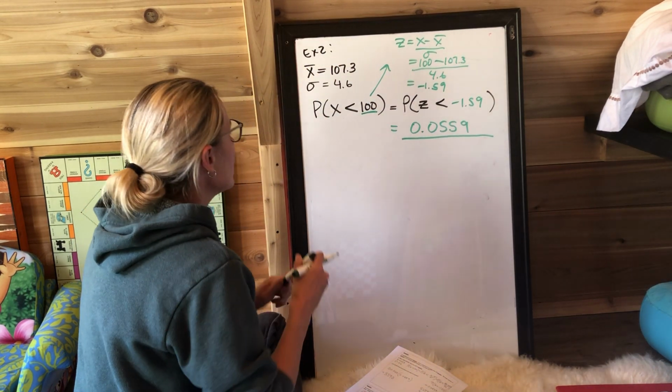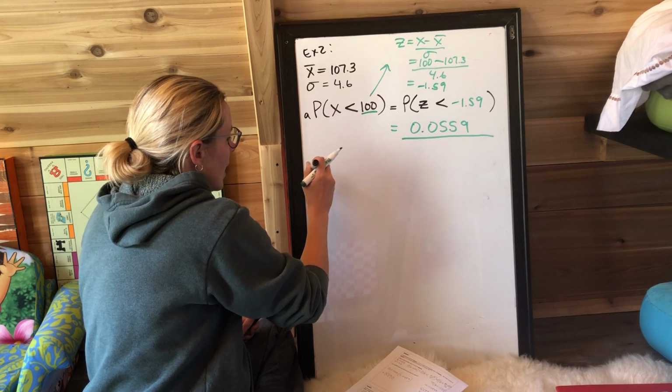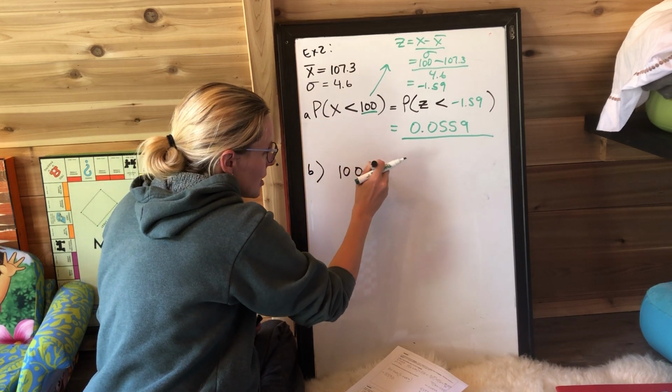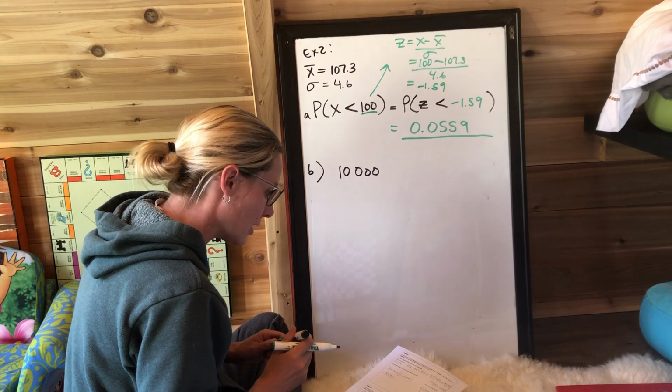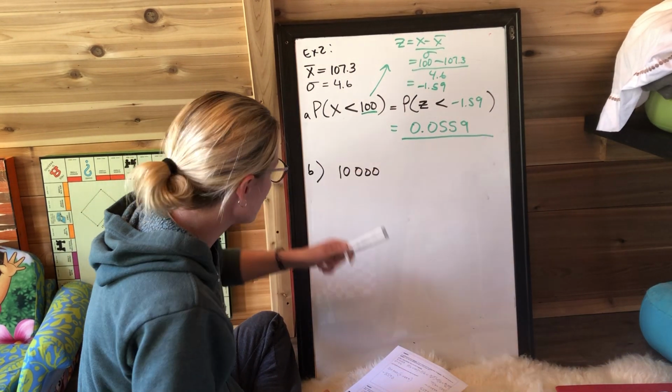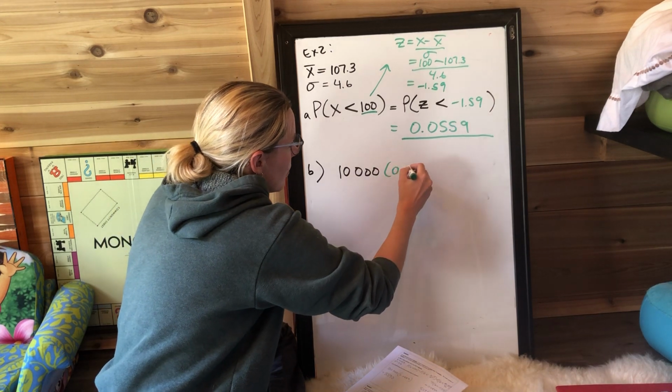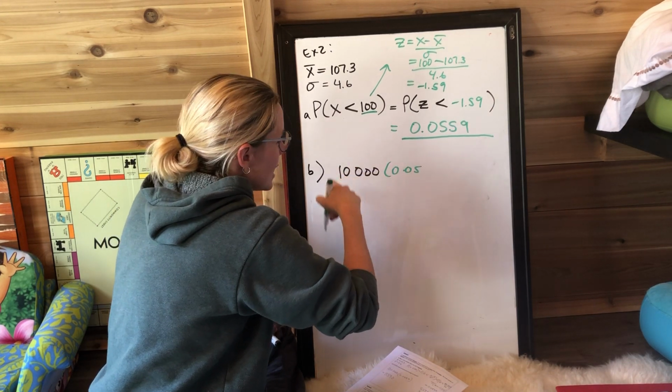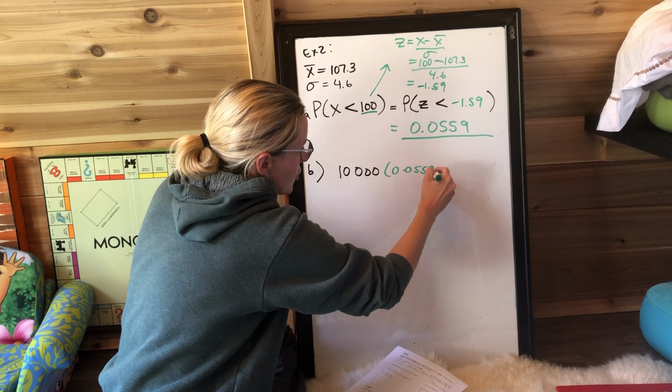So that was part A. Now part B says out of 10,000 boxes of Smarties, how many get rejected? Okay, well, we know 5.59% get rejected. So we take the 10,000, we multiply it by the percentage that get rejected.